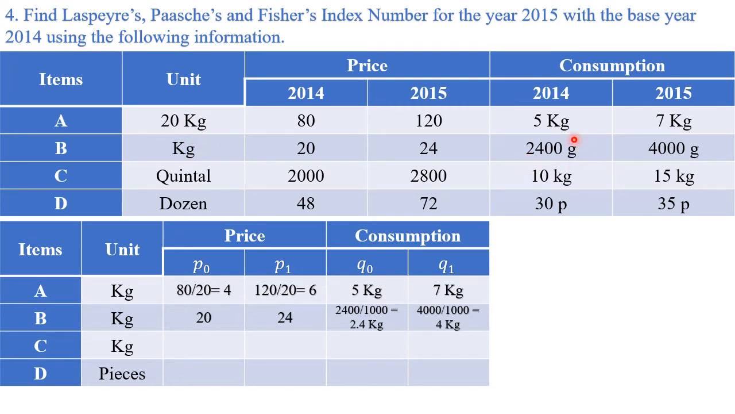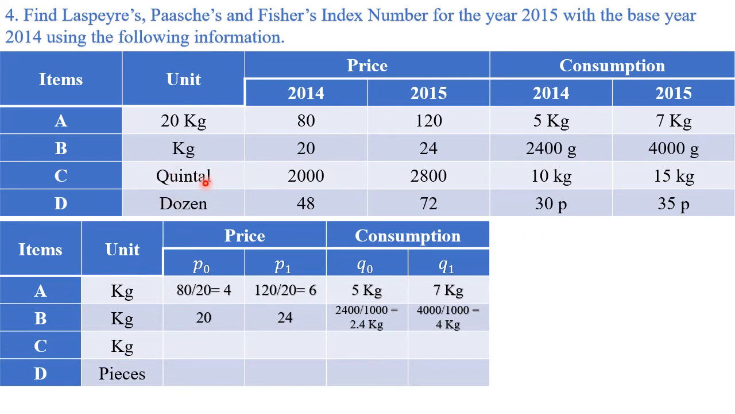For example, if this is gram here and kg here, I will convert gram into kg. If there is kg here and quintal here, I can either convert quintal into kg or convert kg into quintals. If there are pieces here and dozen here, I can either convert dozen into pieces or convert pieces into dozen. So this and this should match.